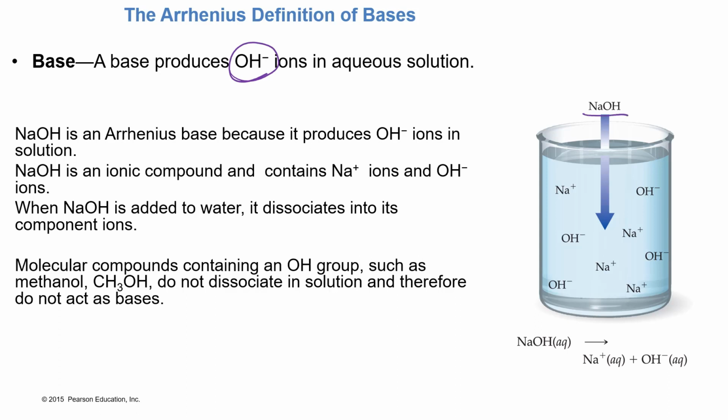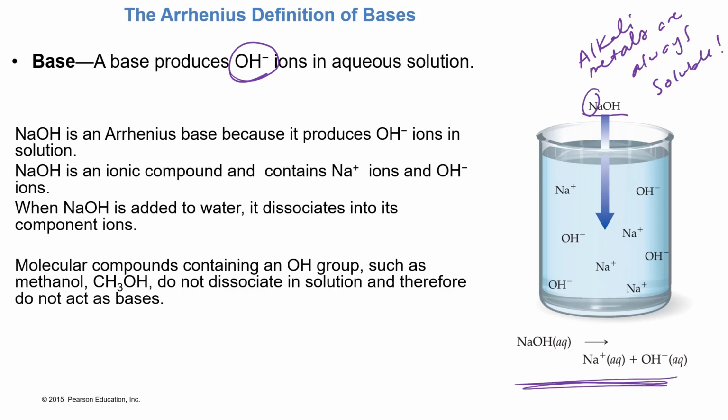So if we put sodium hydroxide into water, since alkali metals are always soluble, that means that this will separate into sodium ions and hydroxide ions, shown by this reaction down here at the bottom right. Sodium hydroxide is an Arrhenius base because it produces hydroxide ions, and it dissociates into those component ions.